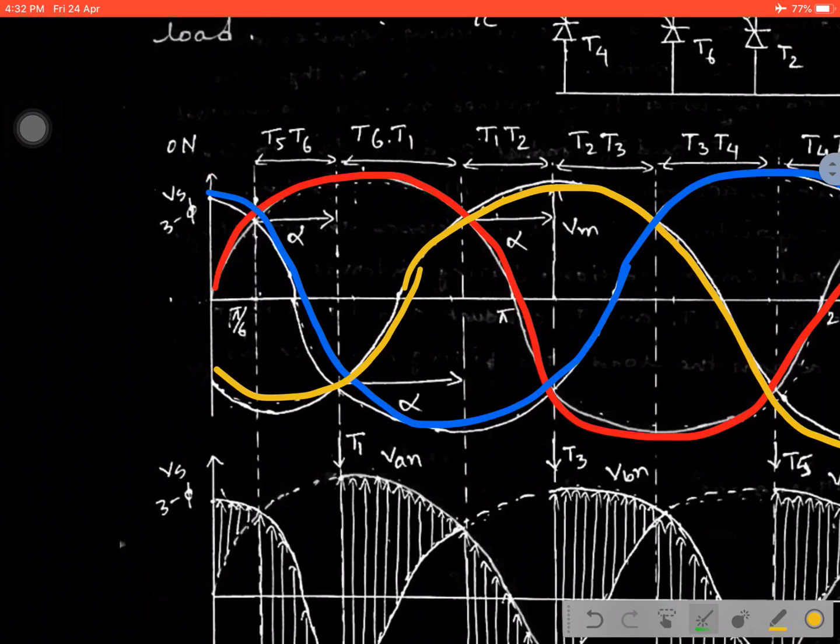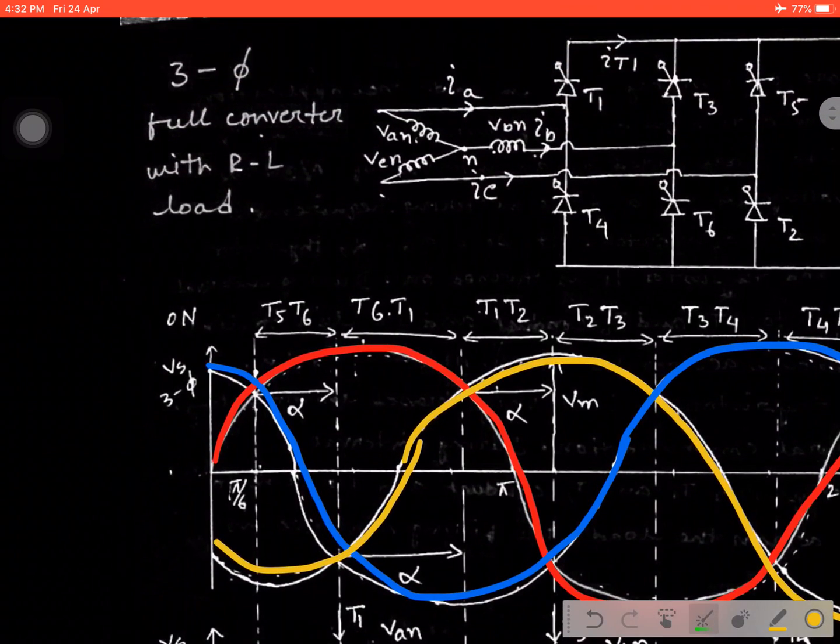When can we apply the firing pulse to the thyristor T1? As the thyristor T1 is connected to phase A, when phase A has the maximum magnitude with respect to the other two phases, then we can apply the firing angle.